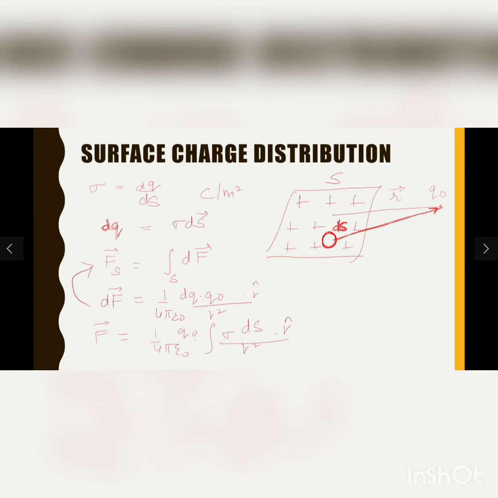nature. Now we have got the expression for force, so we can also find out the expression for electric field associated with such a distribution. That would be simply the force per unit charge.